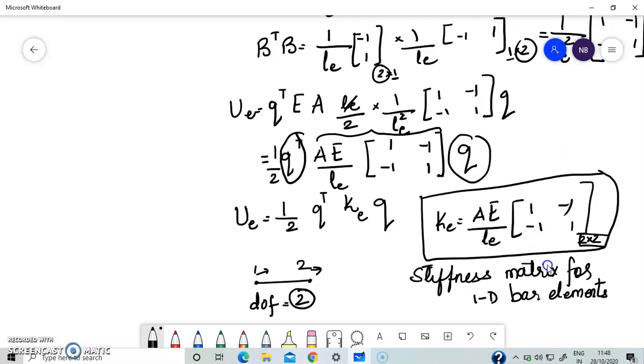In the next lecture, we will talk about the force terms, that is the body force, the traction force and the point force.